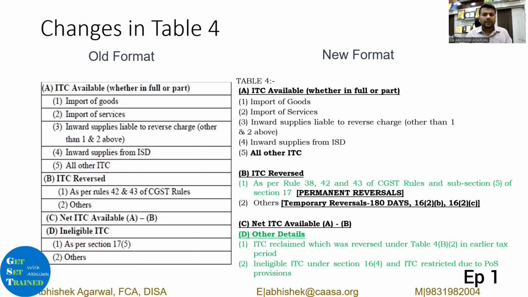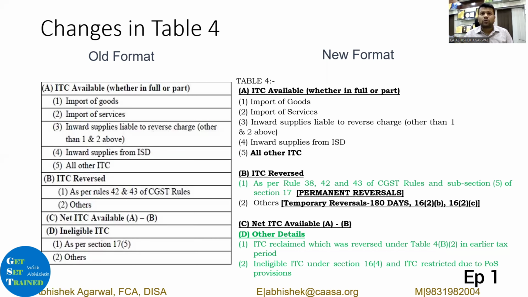Subsequently, they have mentioned that 4B2, that is others, will be temporary reversals. So 4B1 will be permanent reversals: whatsoever you're not eligible for, you are liable to reverse the credit. But 4B2 will be temporary reversals. Now, what are the temporary reversals?